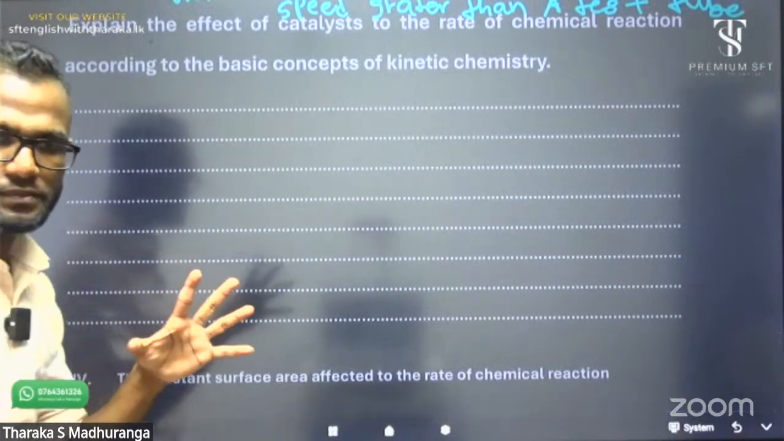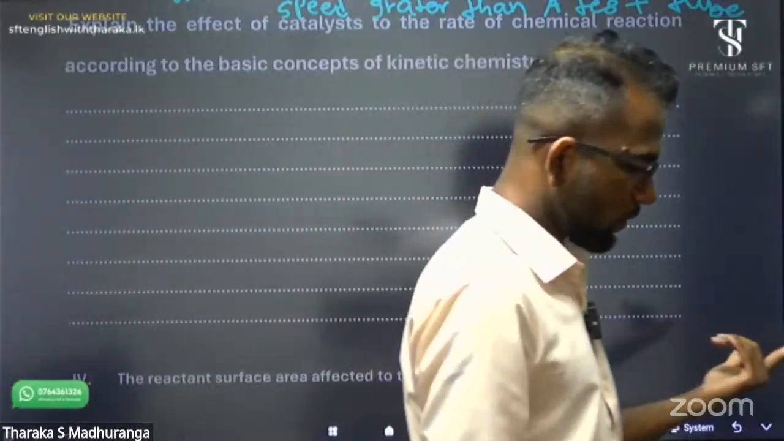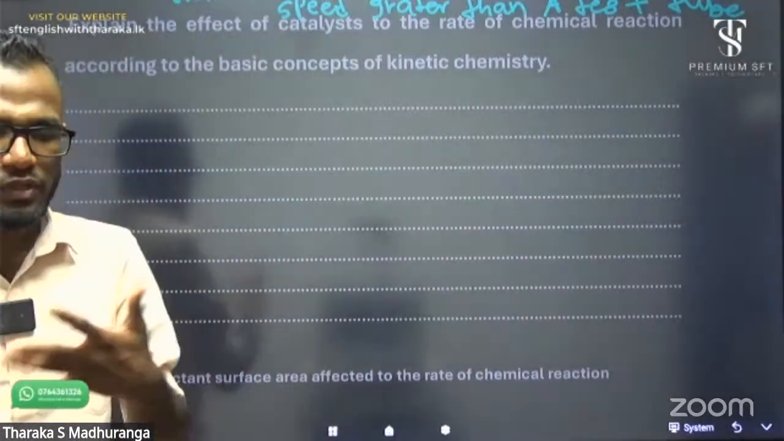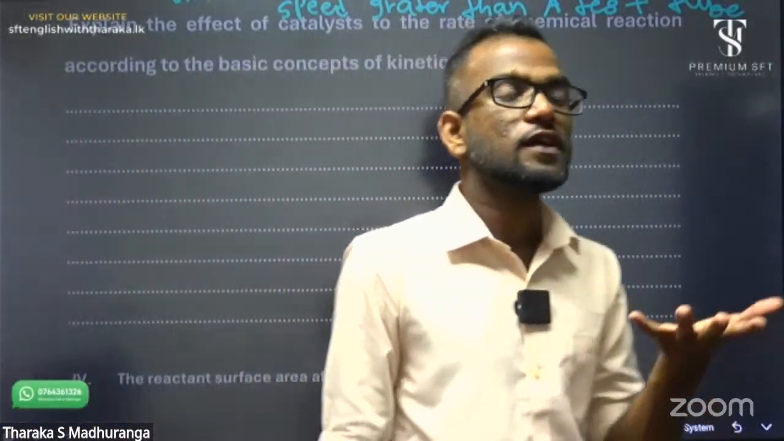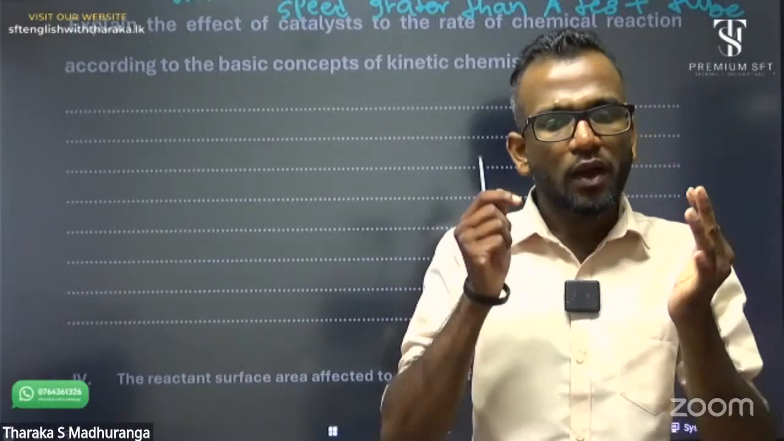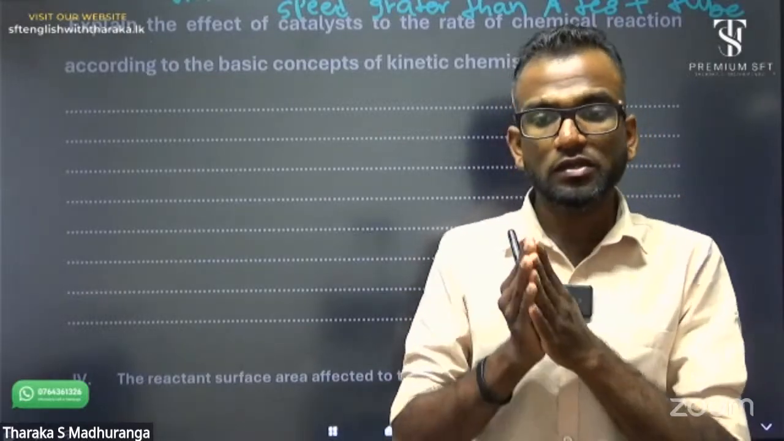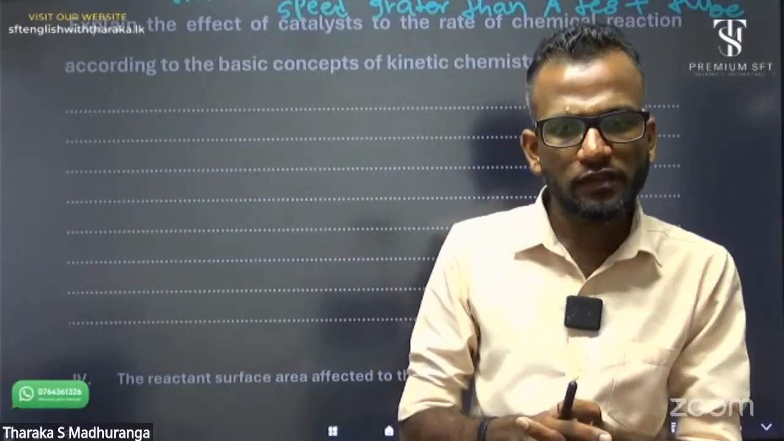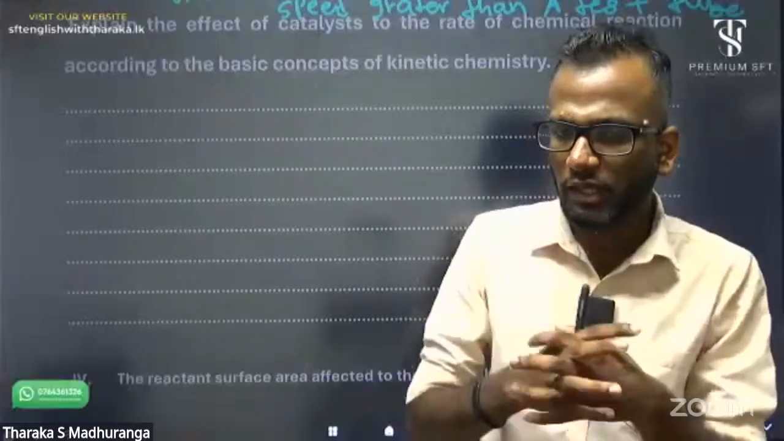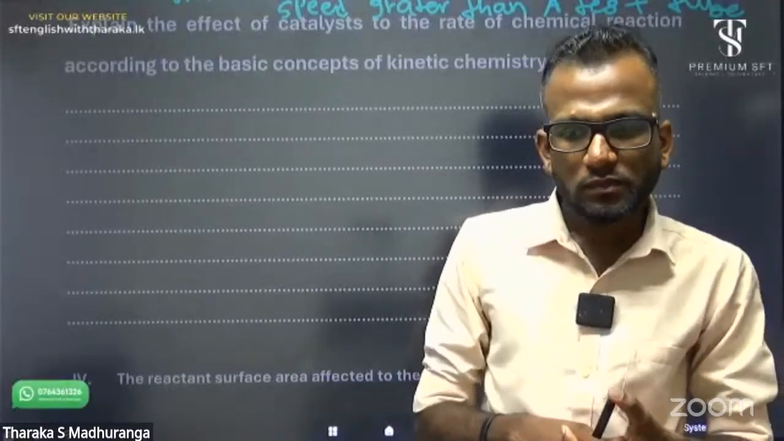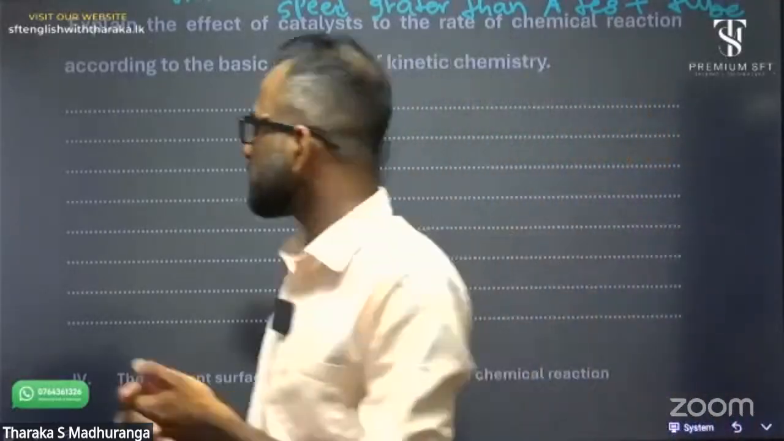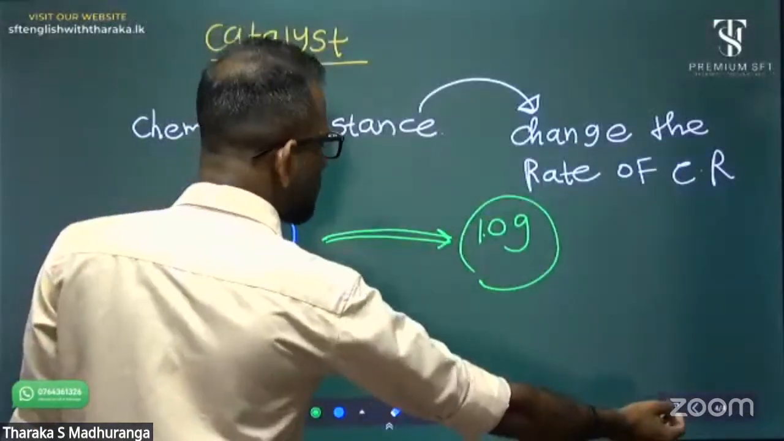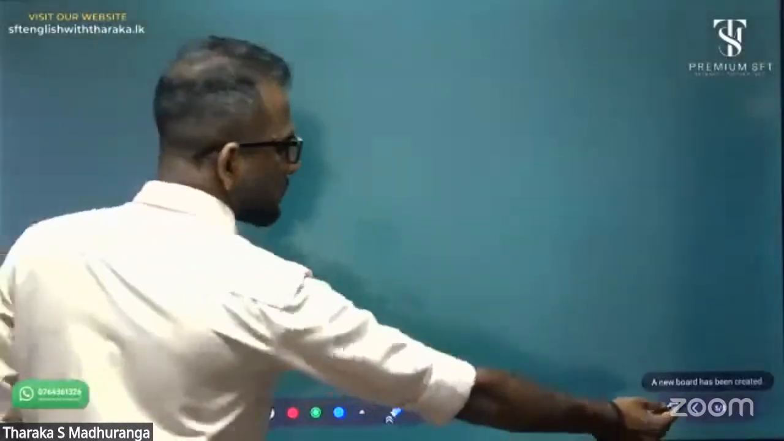Now, you know how to increase the rate of a chemical reaction by increasing the temperature. How to increase the rate of chemical reaction by increasing the reactant concentration. Now, how to increase the rate of chemical reaction by adding a catalyst, homogeneous to heterogeneous? What happened? Remember, these are very basic things, very basic level. Make it.